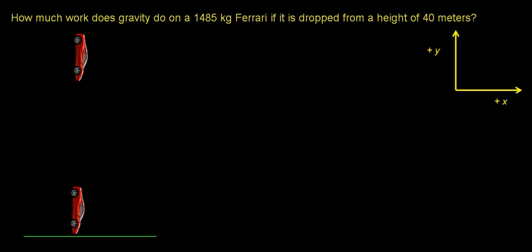In this video, we're going to figure out how much work the force of gravity does on a falling object. In this case, it's going to be a 1,485 kilogram Ferrari as it is dropped a distance of 40 meters. Now we're going to do this in two ways.